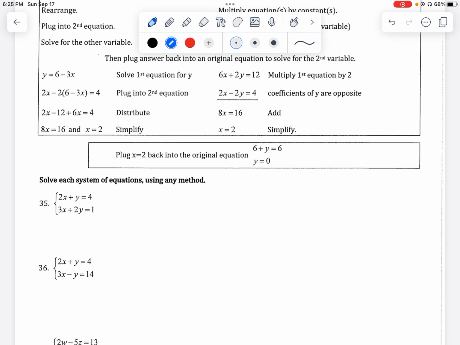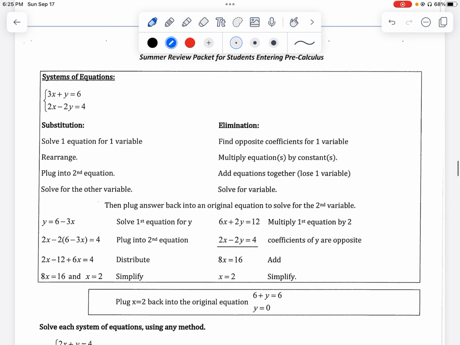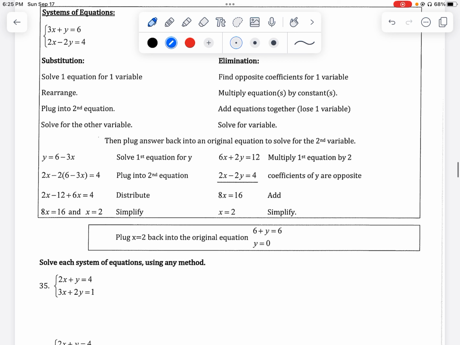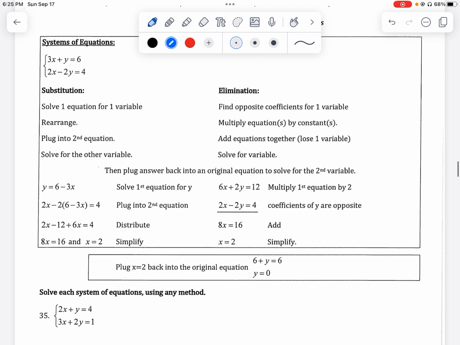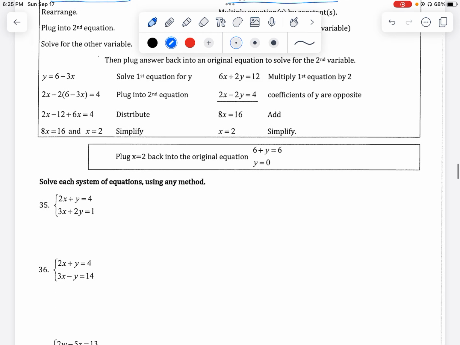Hi everyone, and welcome to the guided notes section from the Unit P Prerequisites chapter on systems of equations. We're going to solve systems of equations, which means two equations, either by substitution, where we solve one equation for one variable, or elimination, where we find the opposite coefficients and then either multiply or divide, and then add or subtract those equations.